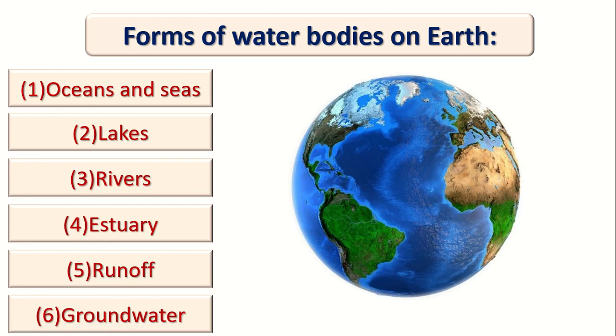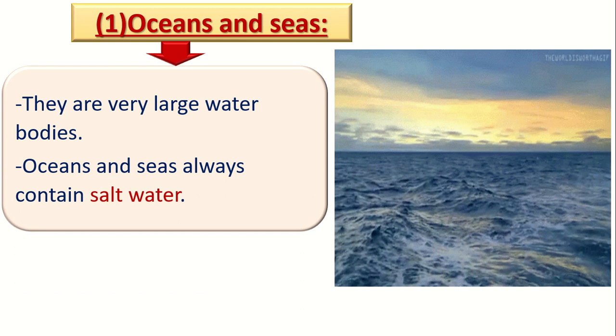What are the forms of water bodies on the earth? Is all the water on the earth in one form? Of course not. They are different forms. Repeat after me: oceans and seas, lakes, rivers, estuary, runoff, groundwater. Again, oceans and seas, lakes, rivers, estuary, runoff, groundwater.